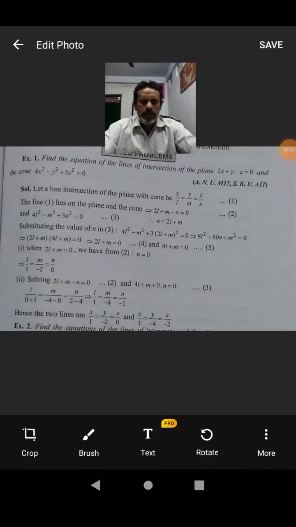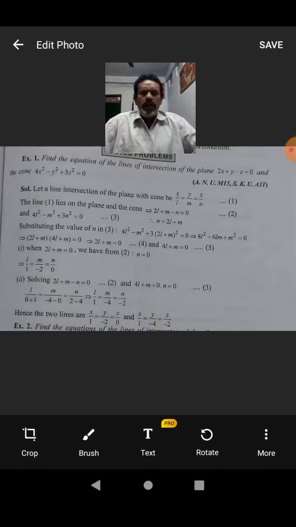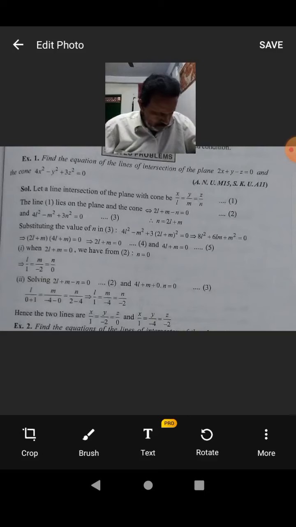Problems relating to this topic. First one, find the equation of the lines of intersection of the plane 2x plus y minus z is equal to 0 and the cone 4x square minus y square plus 3z square is equal to 0.